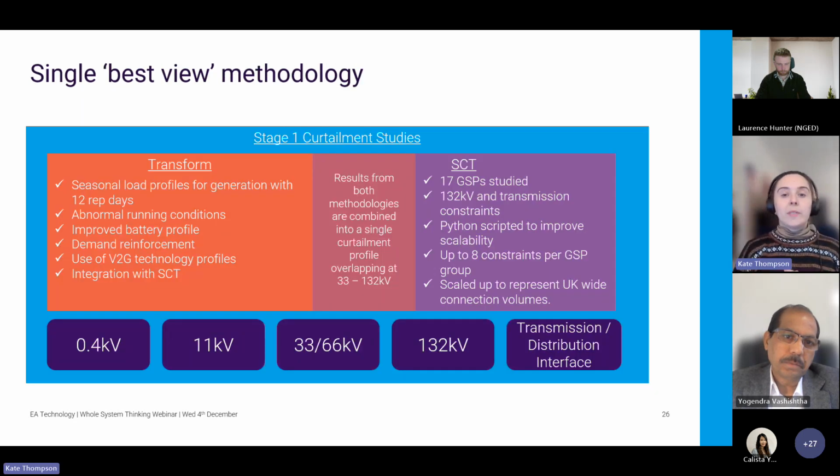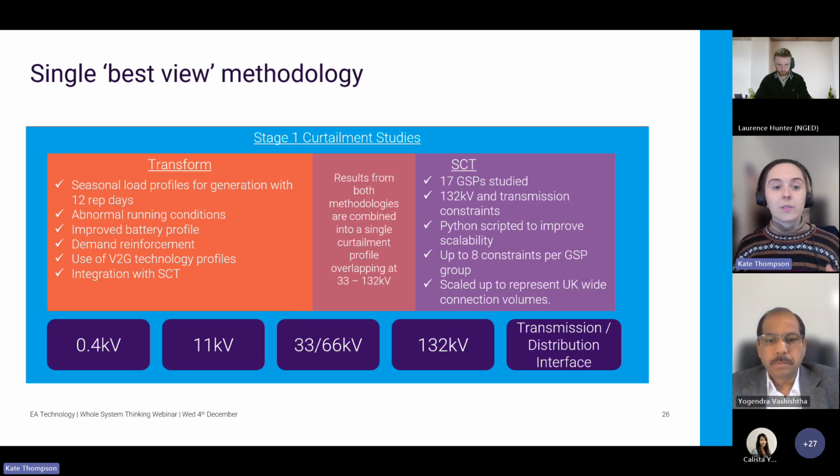So from this and our updated methodologies, we then combined the results from Transform that we just updated and with the simple curtailment tool. Within the simple curtailment tool, we increased our sample size from 4 GSPs to 17. We looked at a series of constraints from different attrition rates, as well as including transmission constraints.